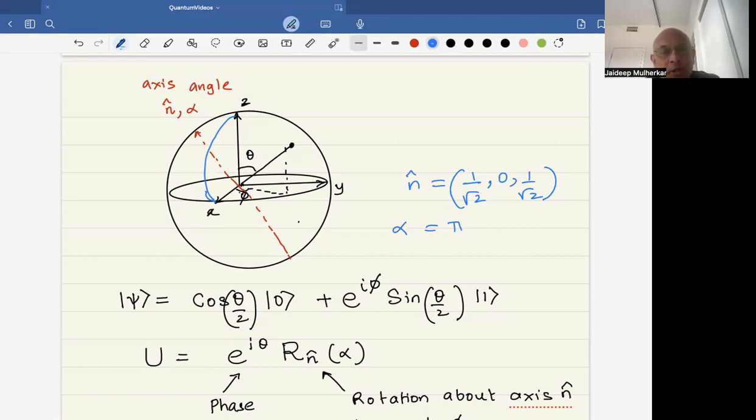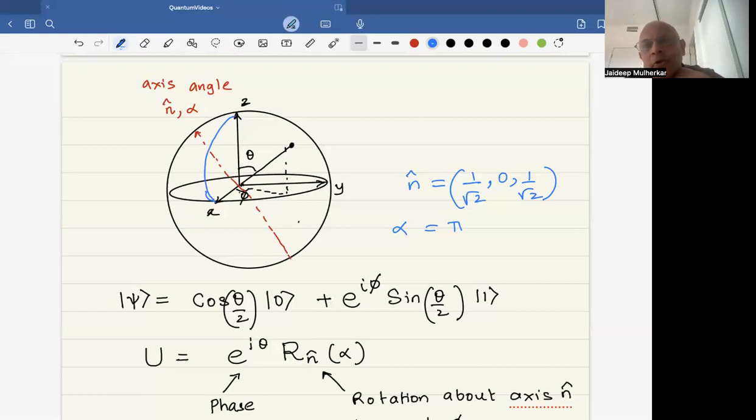So now how does this all relate to universal quantum computation? Just a reminder that universal quantum computation means that if you have a discrete set of gates, and using gates only from that set, you should be able to approximate any unitary, any single qubit unitary.